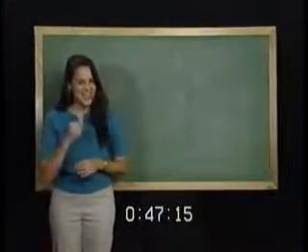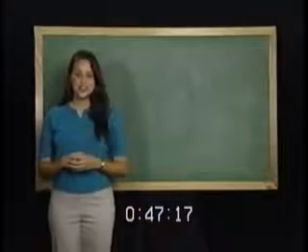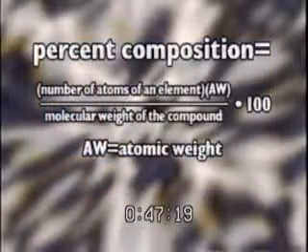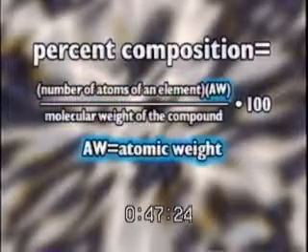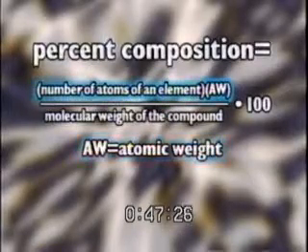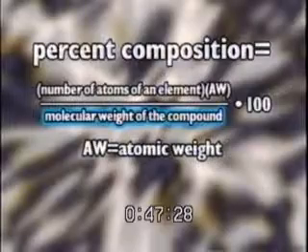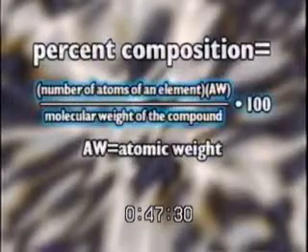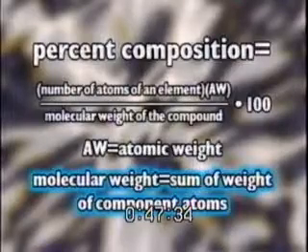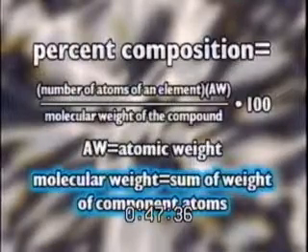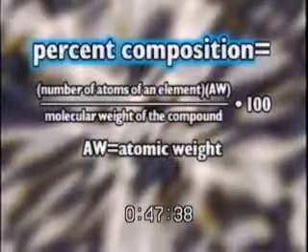Using another handy-dandy chem formula, we can figure out these percentages. Here's the formula. Take the number of atoms of one element in a molecule, multiply it by the element's atomic weight, divide that quantity by the molecular weight of the compound, then multiply the whole deal by 100. To find the molecular weight, add up the masses of the component atoms the same way we just learned. Now let's find the percent composition of the elements in the compound glucose.